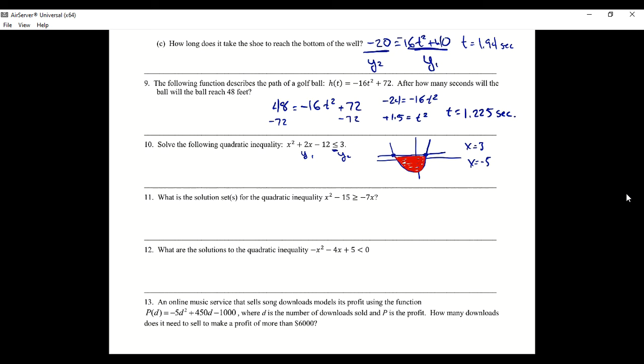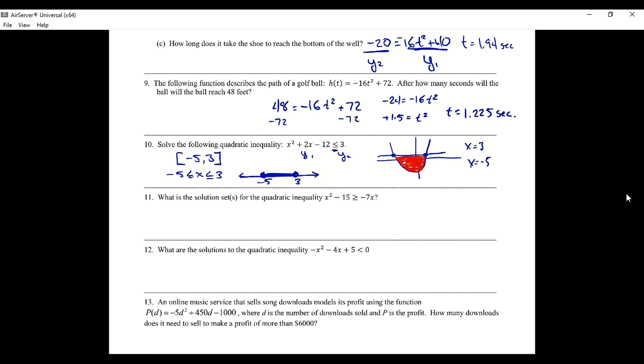So we can write this as, and since it's less than or equal to, bracket, -5, comma 3. We could do -5 less than or equal to x less than or equal to 3, or we could do our number line, -5, 3, closed circle, shade in between. So any one of these will work. And you should be able to recognize any one of the 3.